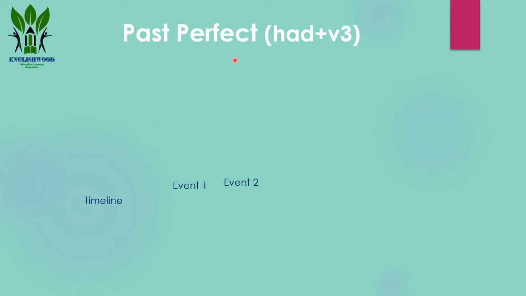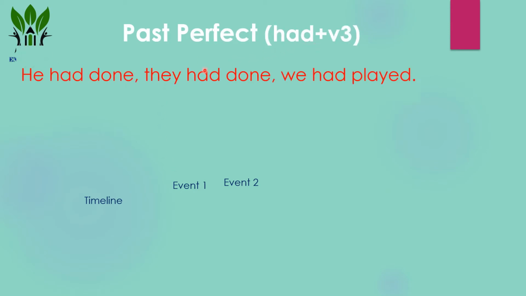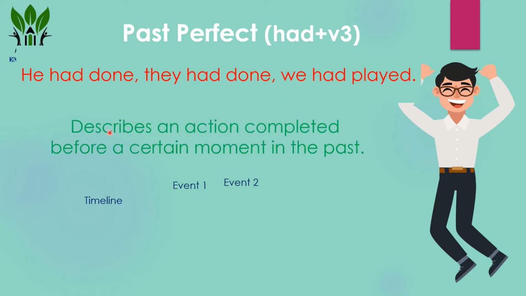Similarly, past perfect tense: had plus verb 3. For example, they had done, he had done, we had played, etc. Past perfect tense describes an action completed before a certain moment in the past.